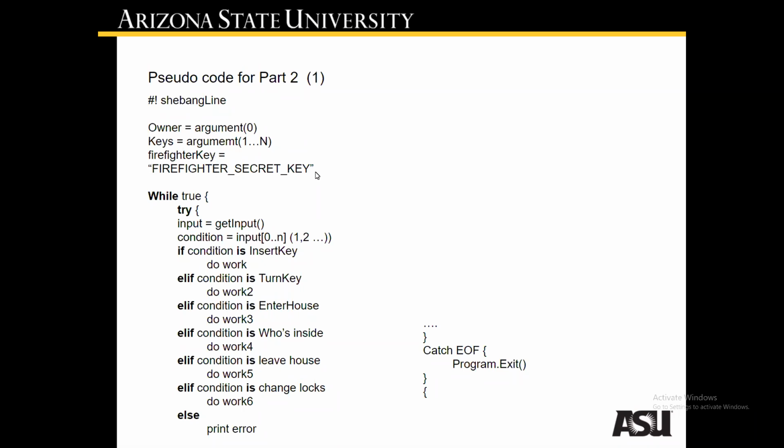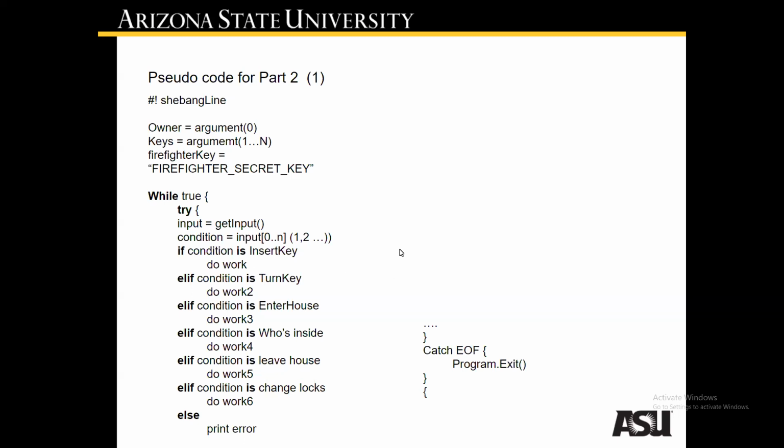And then you'll have the firefighter secret key that always allows access to whoever uses it, and that's going to be constant throughout the program. So you'll have that built in as a constant, however it is in whatever language you're doing. Then you'll have a loop that goes through while there's input, like we showed in the first slide. You check if it's a certain command, like insert key or turn key or enter house, etc., and then output whatever's relevant with the command.